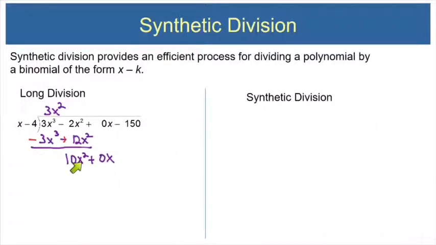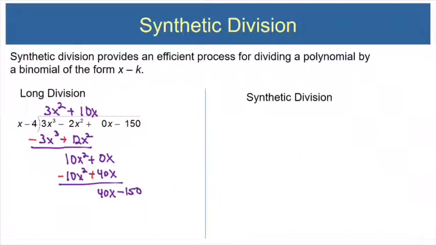Now I'm ready to make another guess. How many times will x go into 10x squared? Well, I'm going to guess that it will go in 10x times. Now I multiply back. I get 10x squared minus 40x. And now I'm ready to subtract, but I'm going to say change signs and add. And that's going to add up to 40x. Pull down the next term, which is the last term.